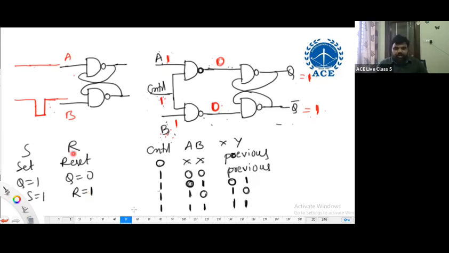So S and R, its naming, set and reset, is nothing but making Q equal to 1, Q equal to 0. So when S equals 1, setting the Q, making Q equals 1. When R equals 1, resetting the Q, making Q equal to 0.